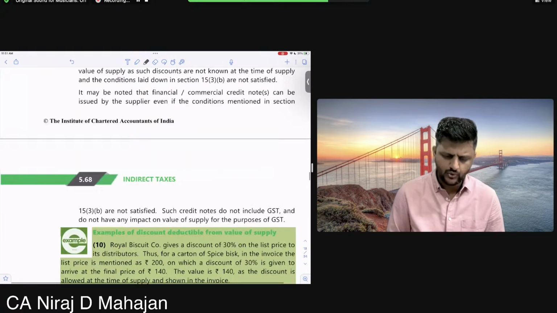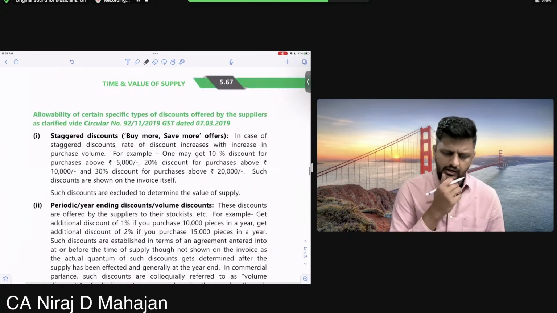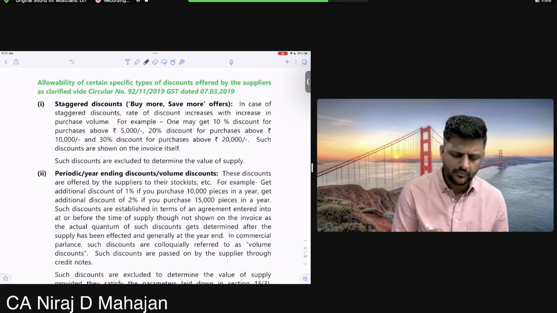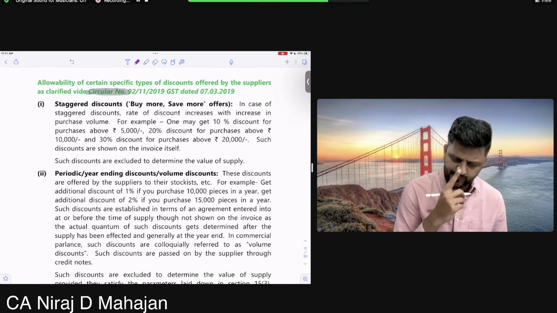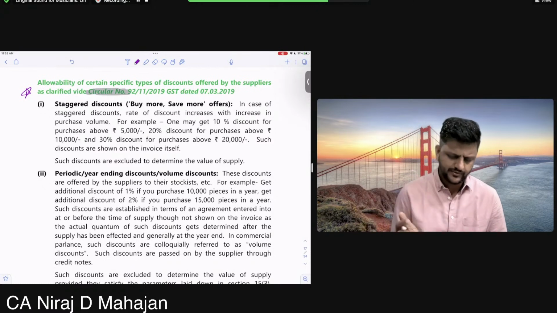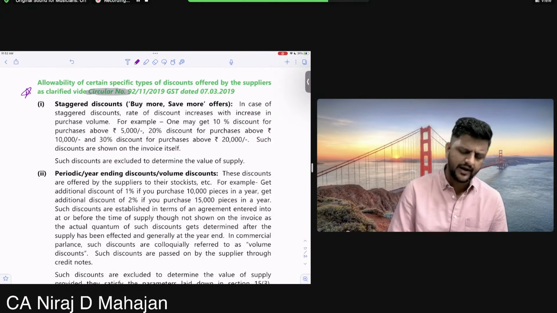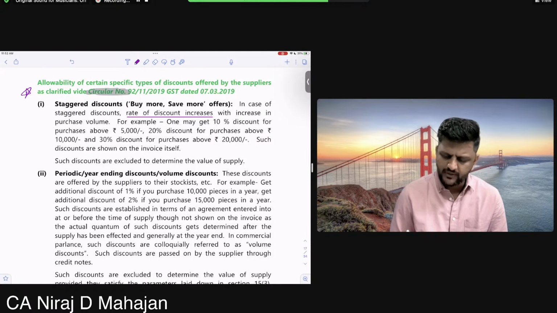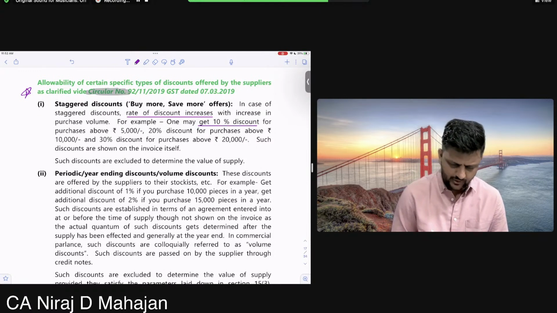Let us check some cases and then we'll go to examples. Ready? Allowability of certain specific types of discounts offered by suppliers as clarified by circular. So circular, I'm telling you, in income tax or even GST, always be careful. Staggered, stage wise. Buy more, save more. In case of staggered discount, the rate of discount increases with increase in purchase volume. For example, one may get 10% discount for purchases above 5,000, 20% discount for purchase above 10,000, and so on. Such invoice discounts are shown on the invoice itself, no problem.